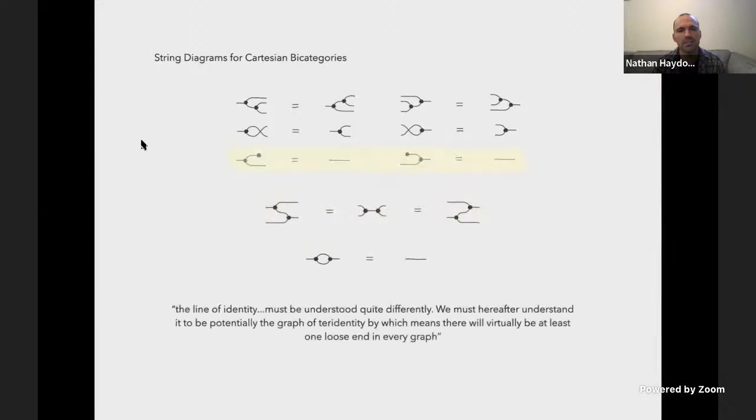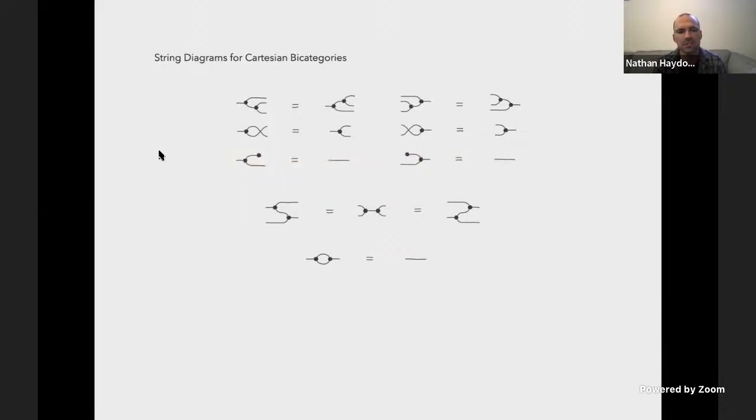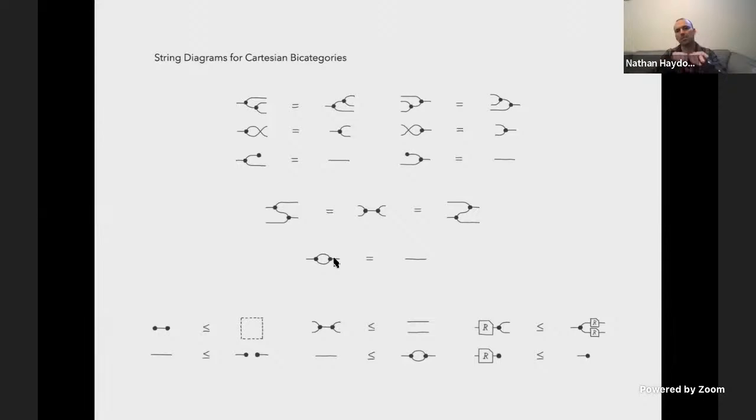Here's another example. He says the line of identity, so just the regular wire, must be understood quite differently. We must hereafter understand it to be potentially the graph of teridentity, by which means there will virtually be at least one loose end in every graph. So these are those units. Now he also gives the special equation, but I didn't write it. So he's aware that if you compose two teridentities, it's the same as the wire.